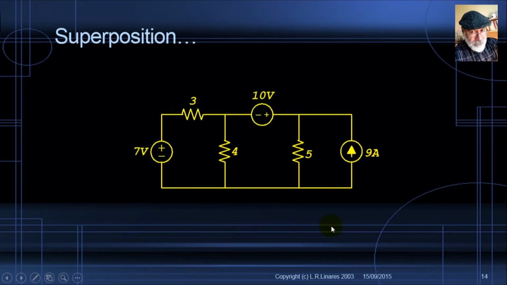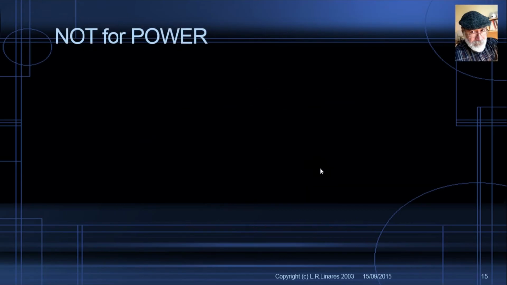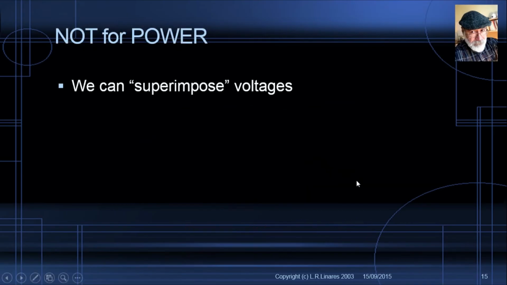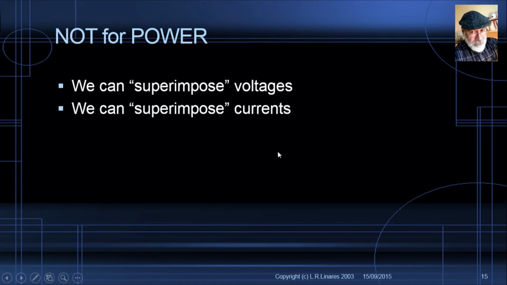Now, to find the actual total current in the 5 ohm resistor, you just superimpose the 3 partial values obtained before. The sum is 4.383 amps. That is the actual current in the 5 ohm resistor. We could have done the superposition with voltages as well. However, we cannot do that for power. We can superimpose voltages, we can superimpose currents, but we cannot superimpose power.